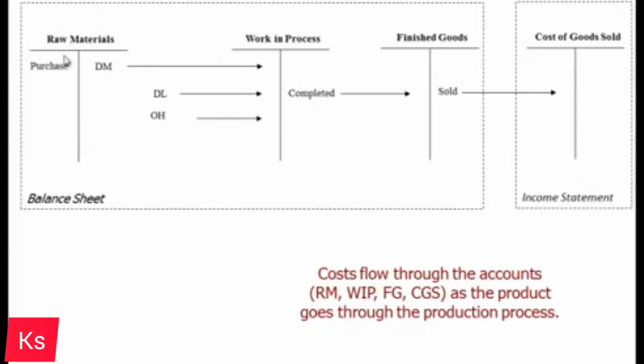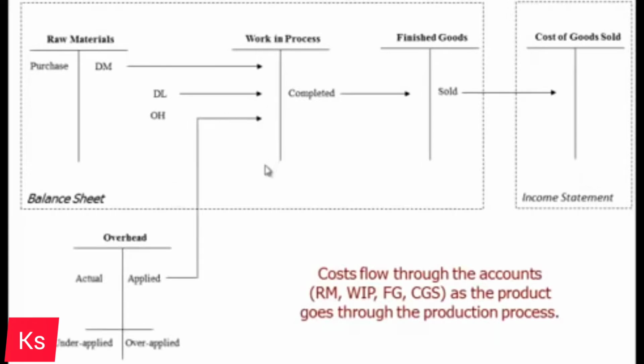So purchased materials, those costs get recorded in the raw materials account. And then as those materials are used, those would be the direct material costs. Those costs get transferred over to the work in process account. Direct labor, as it's used, also gets recorded in the work in process account. Overhead is also going to be collected into the work in process account. But again, overhead is allocated or applied.